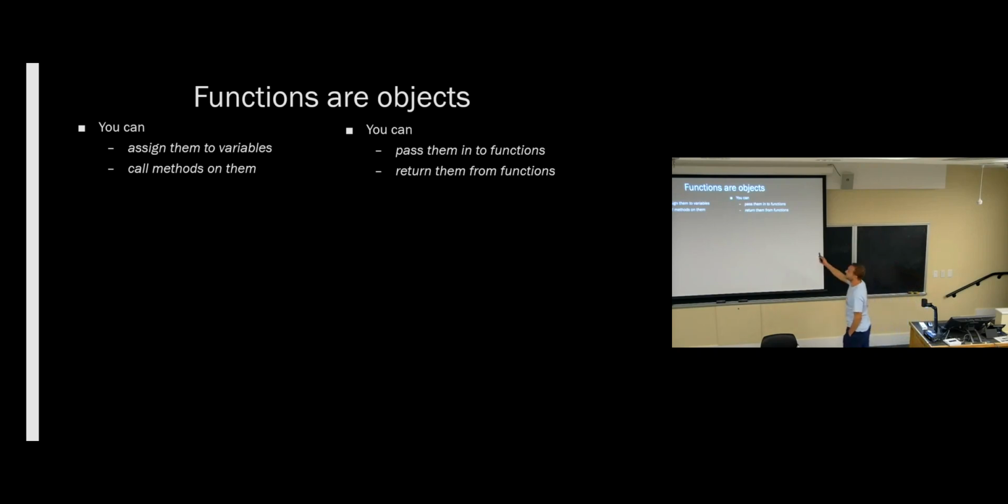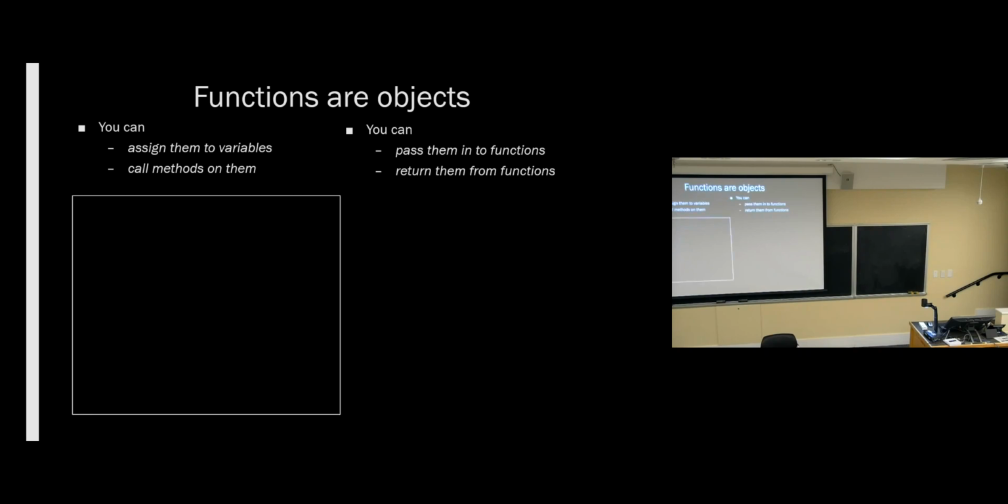So functions are objects. We've kind of mentioned this offhand in the past couple of lectures, but today we're really going to dig into that deep. It turns out there's all sorts of cool stuff you can do because functions are objects. You can assign them to variables, you can call methods on them, you can pass them into functions, and return them to functions. So, oops, wrong direction. Alright, I'm still getting used to this thing.